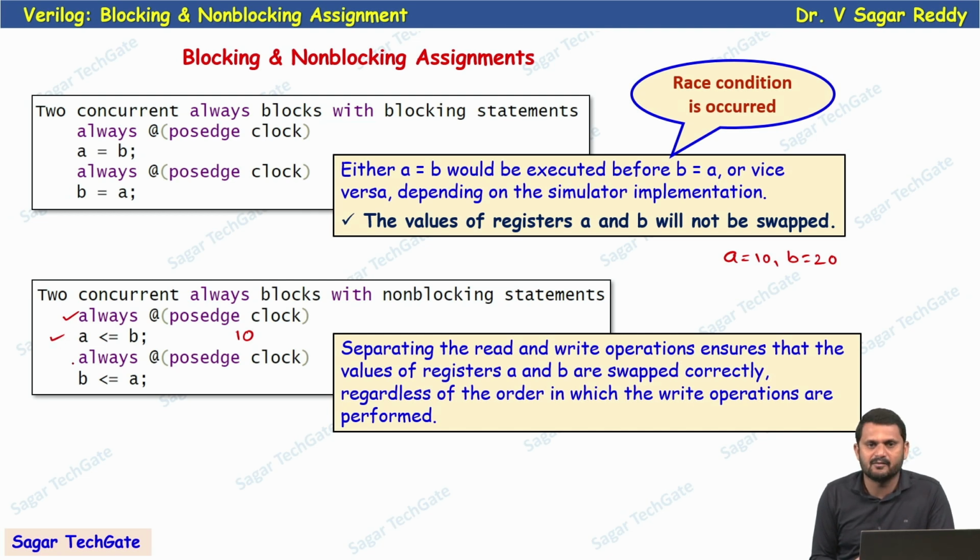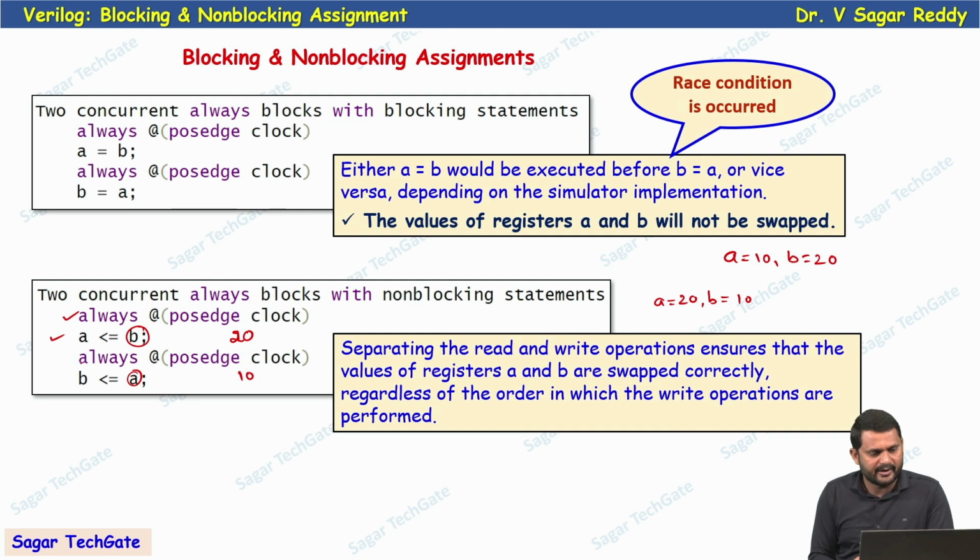Then we'll have another always block, so we'll execute this always block. What is the value of B? B is 20. What is the value of A? Here 10. Now after evaluating these expressions for B and A, at the end of the current time step, we assign. Now A is equal to 20. After that B equal to 10.